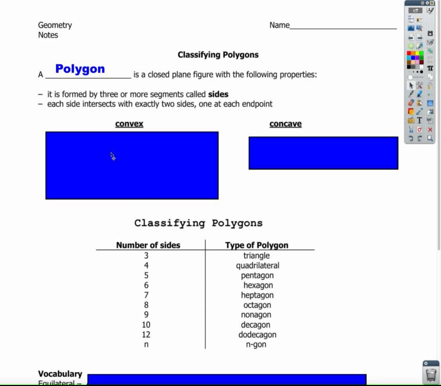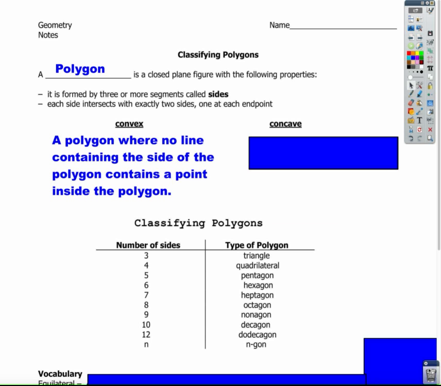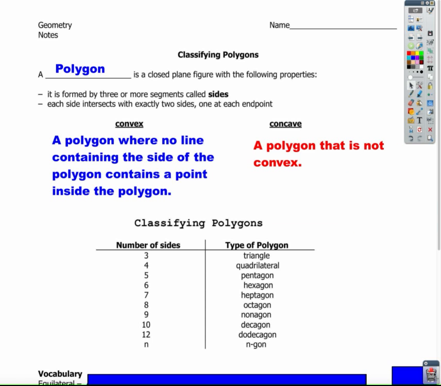Polygons can be broken into convex and concave. Convex polygons are polygons where no line containing the side of a polygon contains a point inside the polygon. And concave shapes are polygons that are not convex. Basically, convex polygons are the ones where all the sides pop out. Concave have areas that jut in.